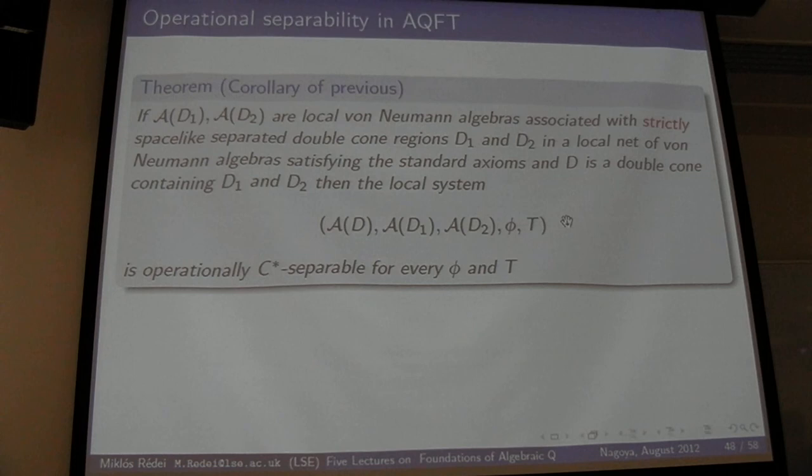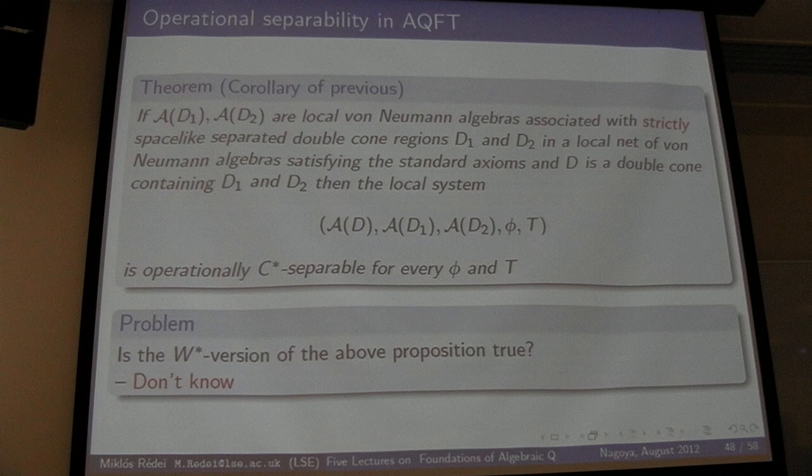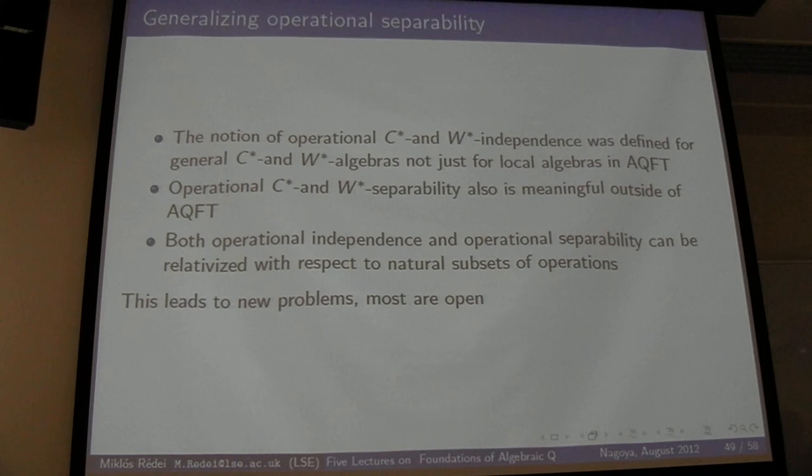Is the W-star version of the above also true? We don't know, because we don't know what the status of the W-star operational independence is in quantum theory, for the reasons we discussed. It's unclear whether the operations which are normal are extendable to the large double cone. That we don't know. Probably it is not the case. Okay.